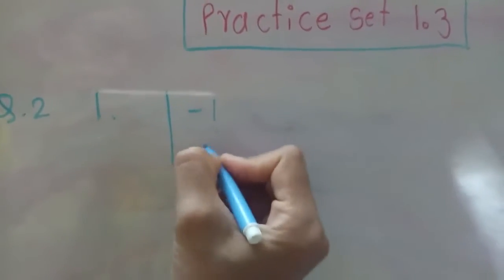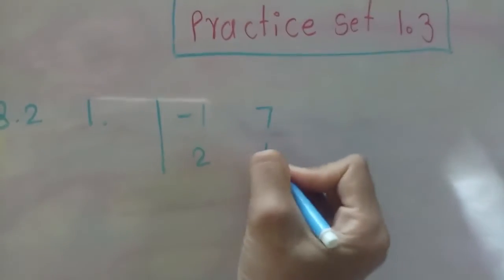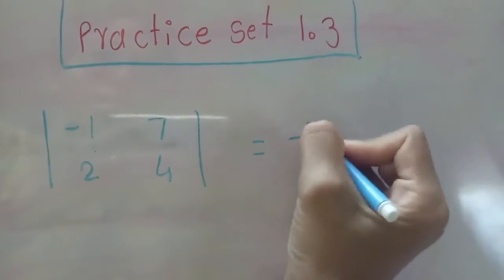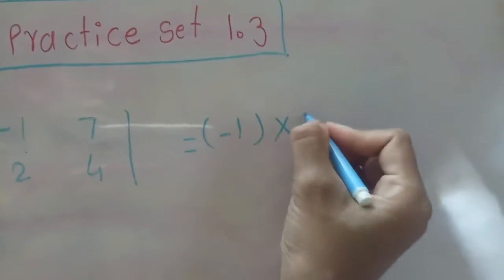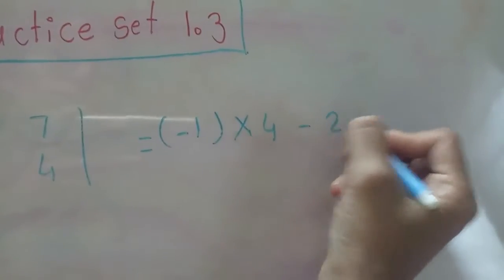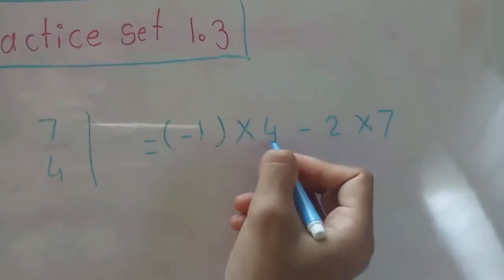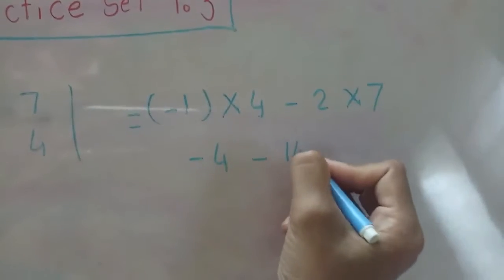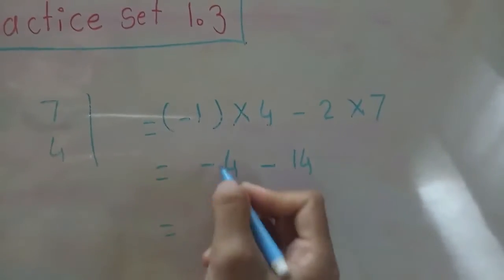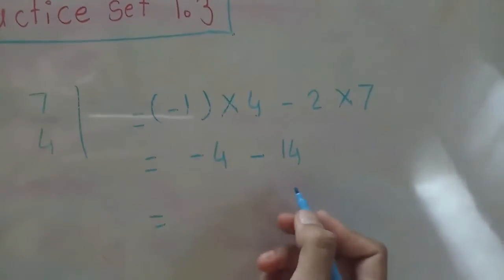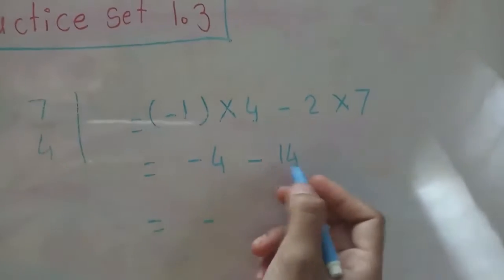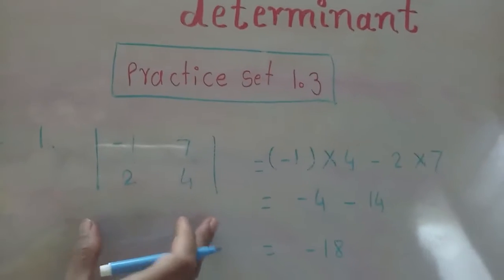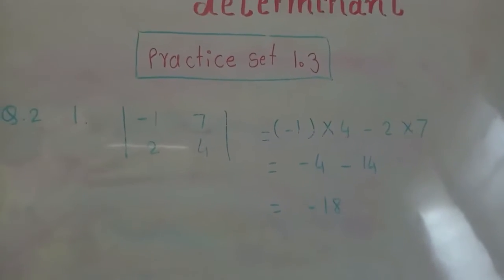-1, 2, 7 and 4. So is equal to -1 into 4 minus 2 into 7. So 4 into -1 is -4 minus 7 into 2 is 14. So minus and minus sign, we add: 14 plus 4 is 18. So the value of this determinant is -18.